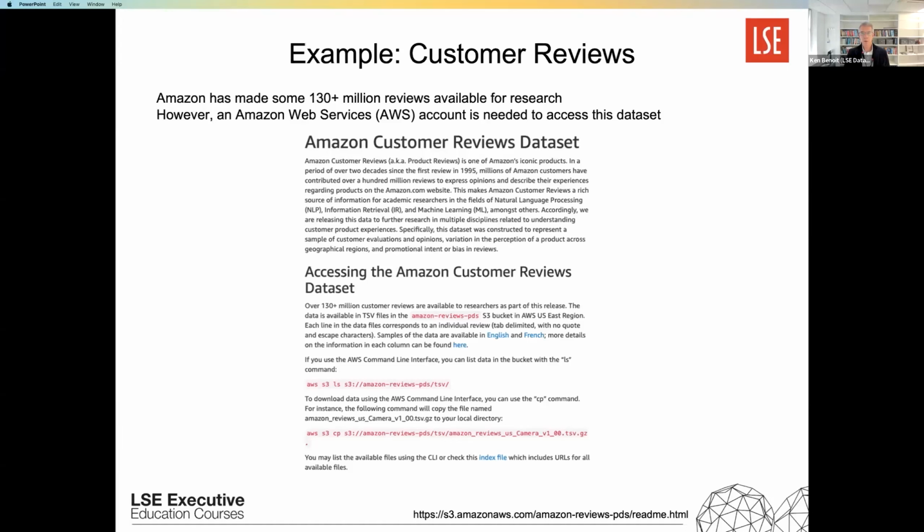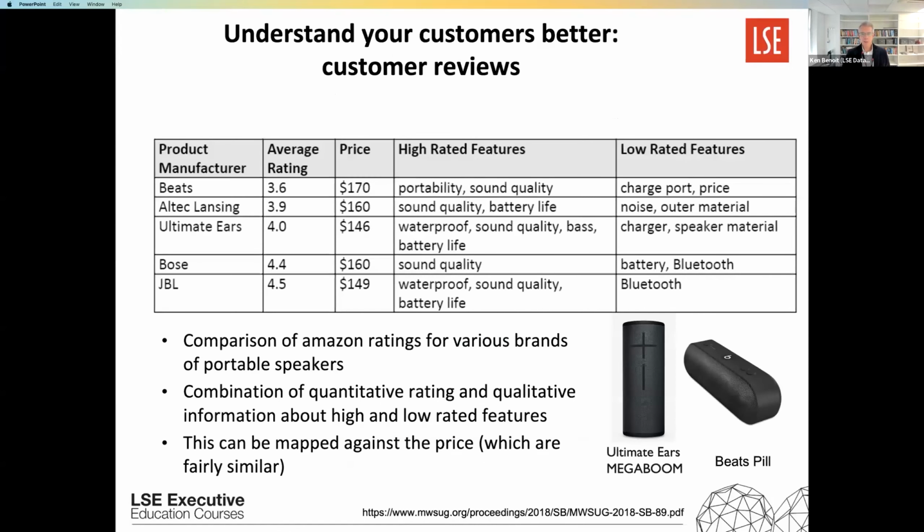Part of the data set we use is this Amazon customer reviews data set. It has 130 million reviews that we've only accessed a subset of. And this is something that we've all seen. I'm sure everyone has used Amazon.